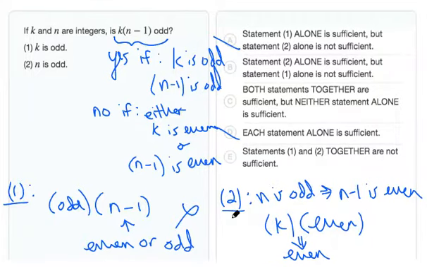So for the product of k times n minus 1, if we're asked, is it odd, we could answer no, it's not odd. It would be even. So we can definitively answer the question with a no. This statement alone is sufficient, and we would be able to eliminate answer choices C and E, and the final answer is answer choice B. Statement 2 alone is sufficient, but statement 1 alone is not sufficient.